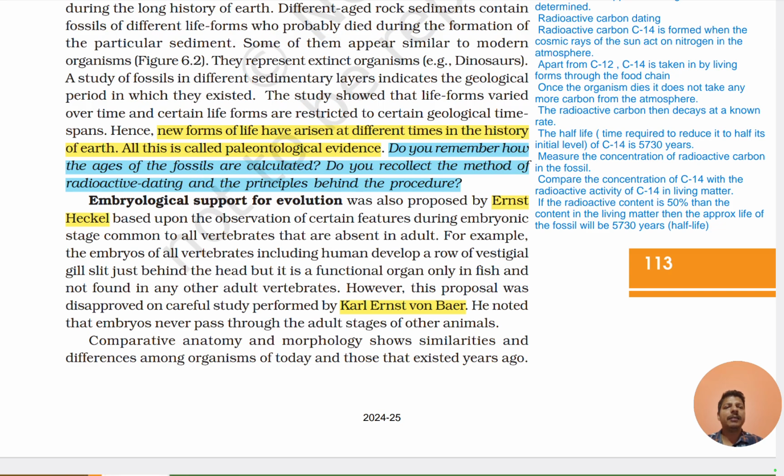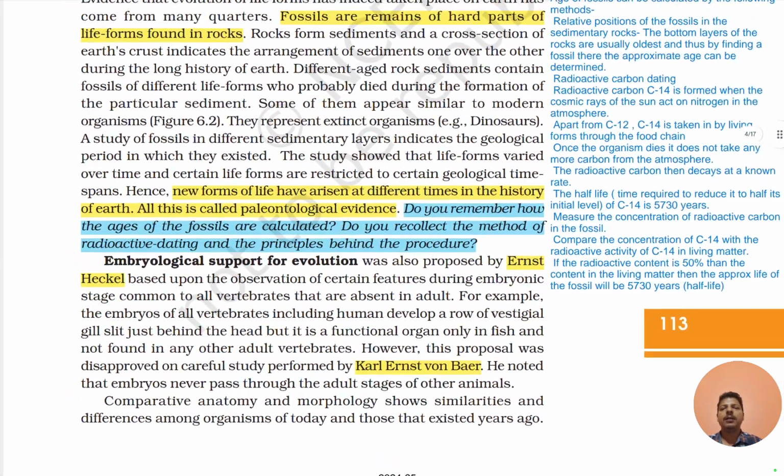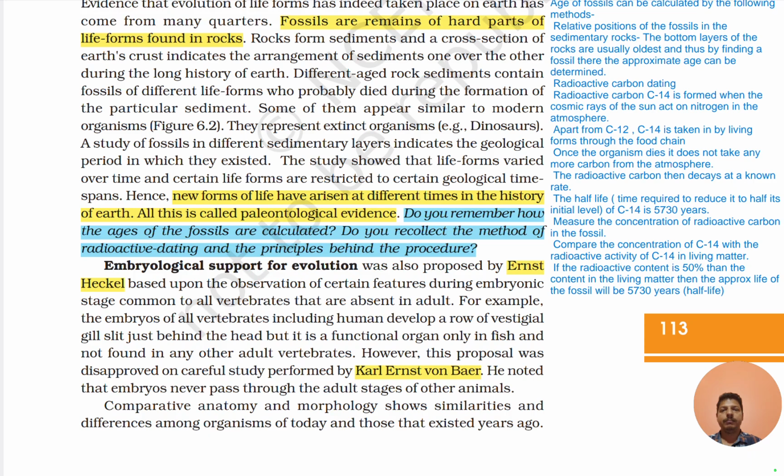We measure the concentration of radioactive carbon in the fossil, comparing the radioactivity of C14 in the fossil with that in the living matter. If the radioactive content is 50% of the content in the living matter, then the approximate age of the fossil will be 5730 years, that is, one half-life. So this is how we find out the ages of fossils.